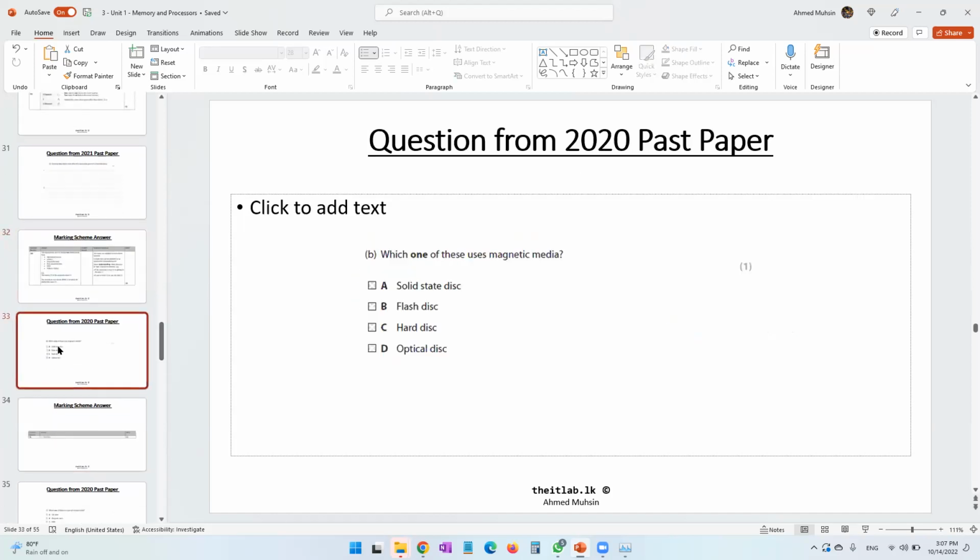There's another question from the 2020 past paper, which is an MCQ question. Which one of these uses magnetic media? Okay, magnetic media. So it would definitely be a hard disk.